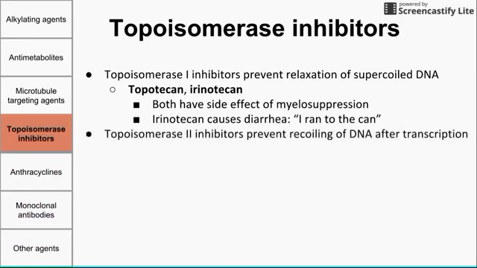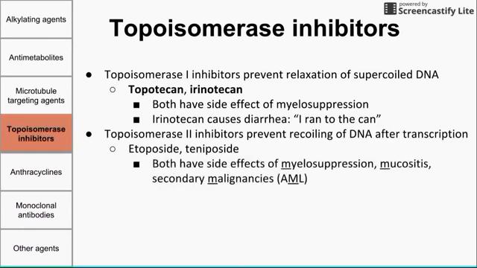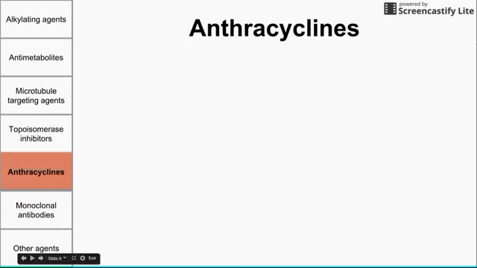Topo 2 inhibitors prevent recoiling of DNA after transcription. A couple of these to remember are etoposide and teniposide, both ending in -oside, topoisomerase 2 inhibitors. Both have side effects of myelosuppression, mucositis, and secondary malignancies, such as causing AML, acute myeloblastic leukemia. These are the 3-4 M's that are associated with topo 2 inhibitors, such as etoposide and teniposide.